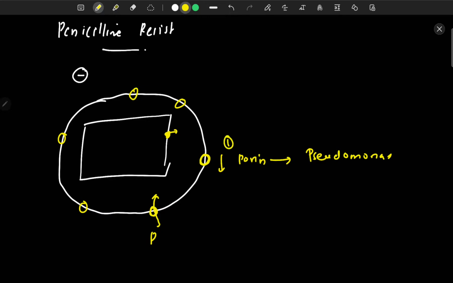This is one mechanism. Another mechanism is a drug efflux pump. That means if the penicillin enters inside, it will be thrown out of the cells. This mechanism is present in Pseudomonas, E. coli and Gonococcus.